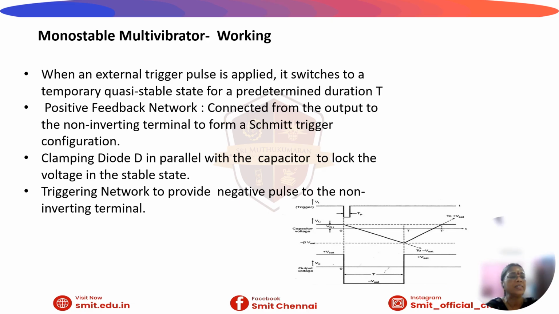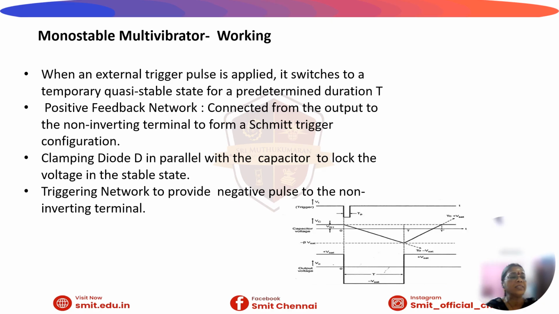The capacitor discharges from 0.7 volt and charges towards minus Vsat. Once the capacitor voltage drops below the reference threshold voltage, set by the feedback resistors, the op-amp rapidly flips back to plus Vsat. The width of the generated output pulse T is determined by the resistor and capacitor values according to the time period T is equal to RC into ln of (1 plus R1 by R2).